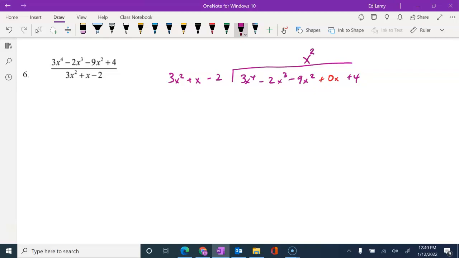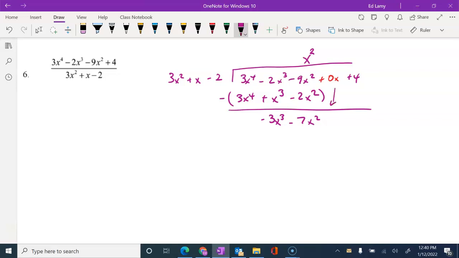x squared times 3x squared is 3x to the fourth. x squared times x is x cubed. x squared times negative 2 is negative 2x squared. And subtract. Negative 2x cubed minus another x cubed would be negative 3x cubed. Negative 9x squared minus negative 2x squared would be negative 7x squared. Bring down the 0x. Gonna need it. I'm gonna bring down the 4 as well. Gonna need it.